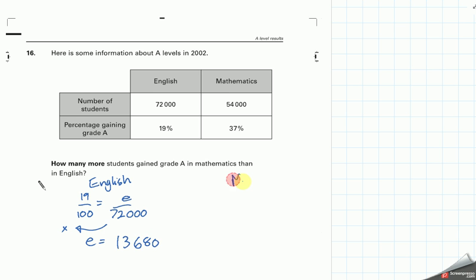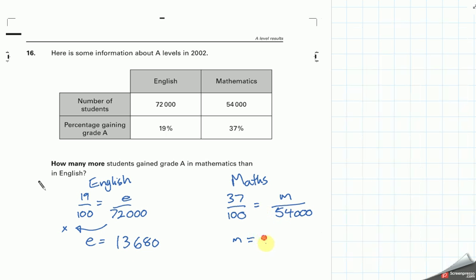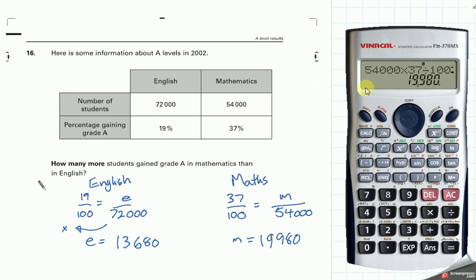Do the same thing for maths. I want to know the percentage that passed their maths with an A, which was 37 out of 100. The number of people who took the exam lines up with my 100, that's 54,000. So the maths grade A: take 54,000 to the other side and multiply by it, so 54,000 times 37, divided by 100, and we get 19,980.